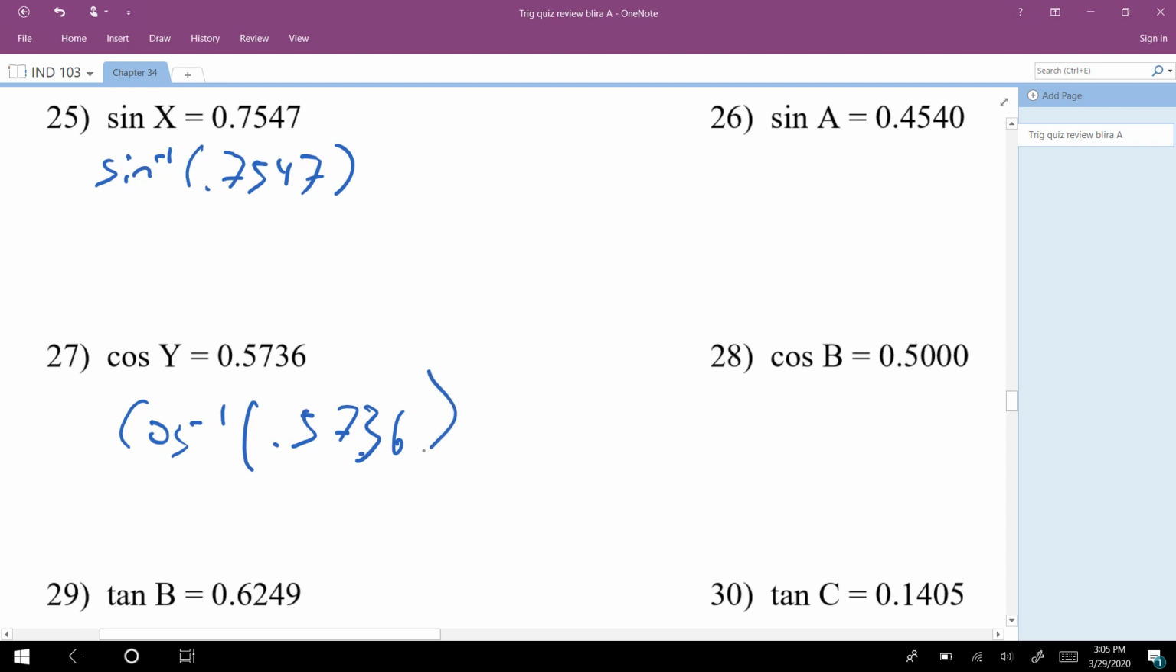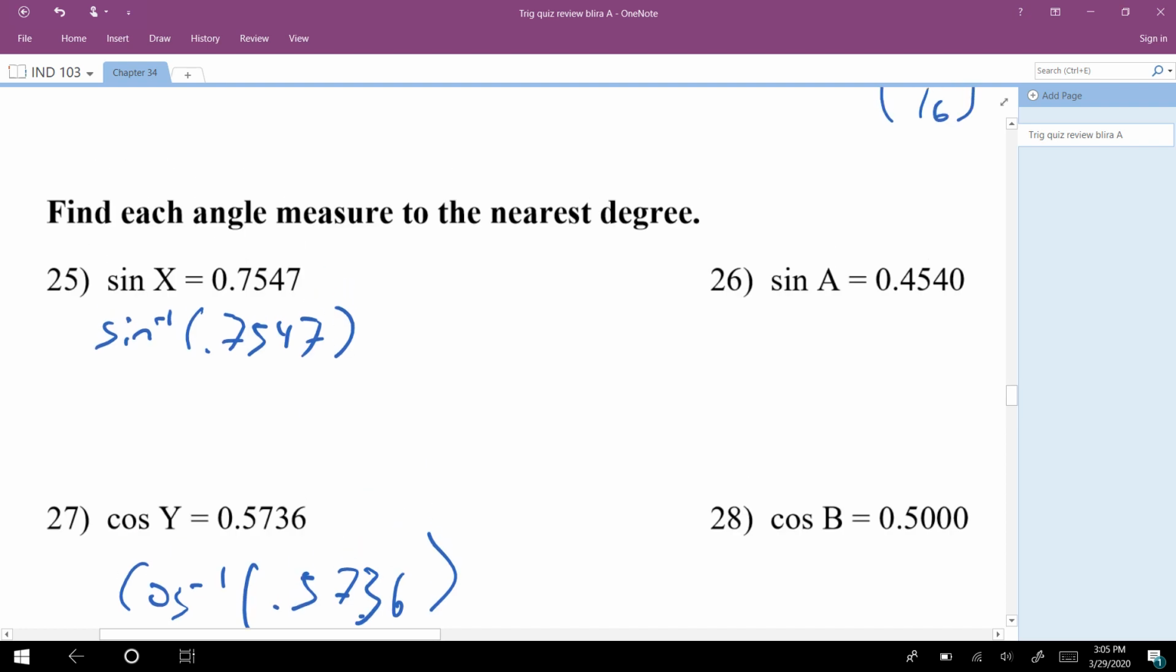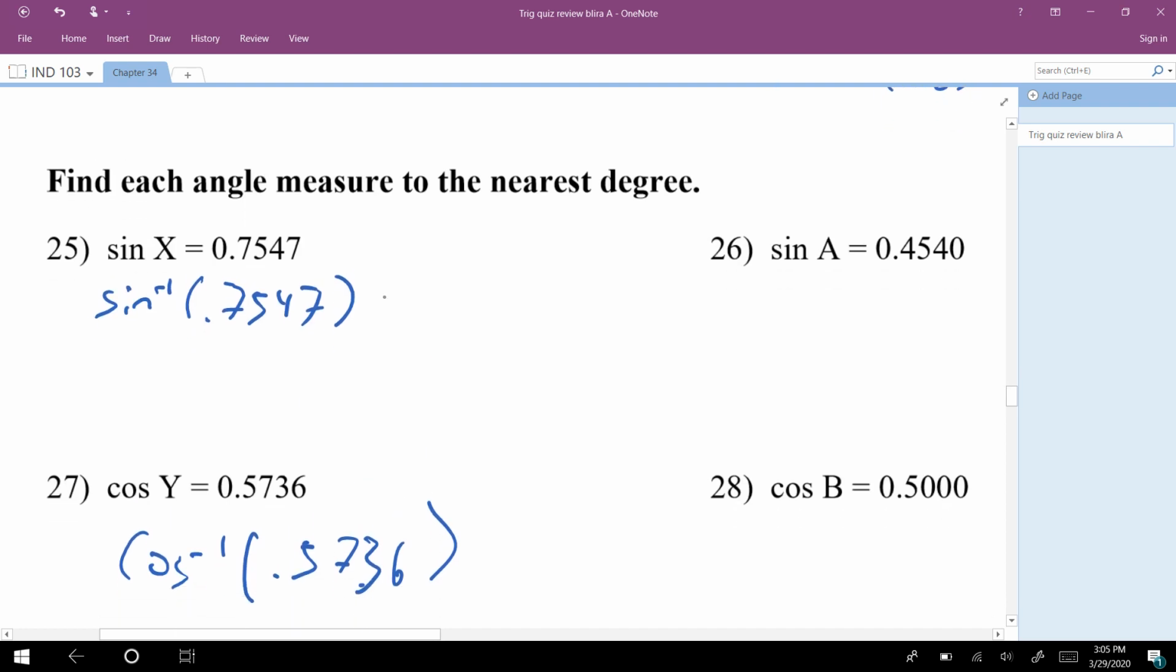So it's 0.7547. Oh, I don't know what to say, round to what nearest degree. So 49 degrees.